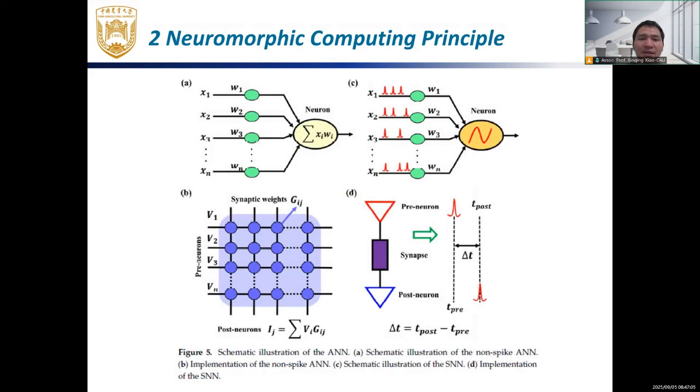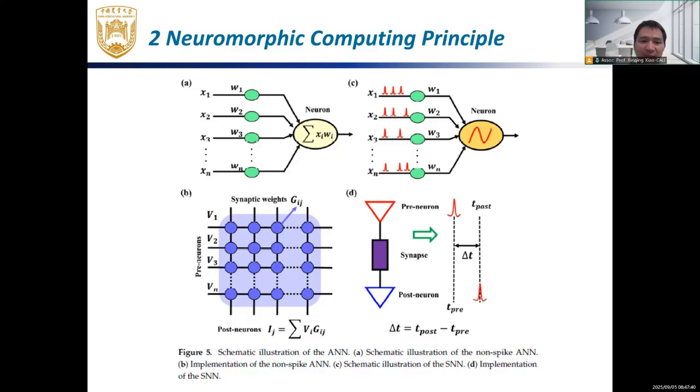And based on the signals from the neurons, we can use them with the AI to build the networks. For example, we have 4 different kinds of networks. Picture A is about the traditional non-spiking artificial neural network. So this is very normal for our AI computing. It's the same as the principles.